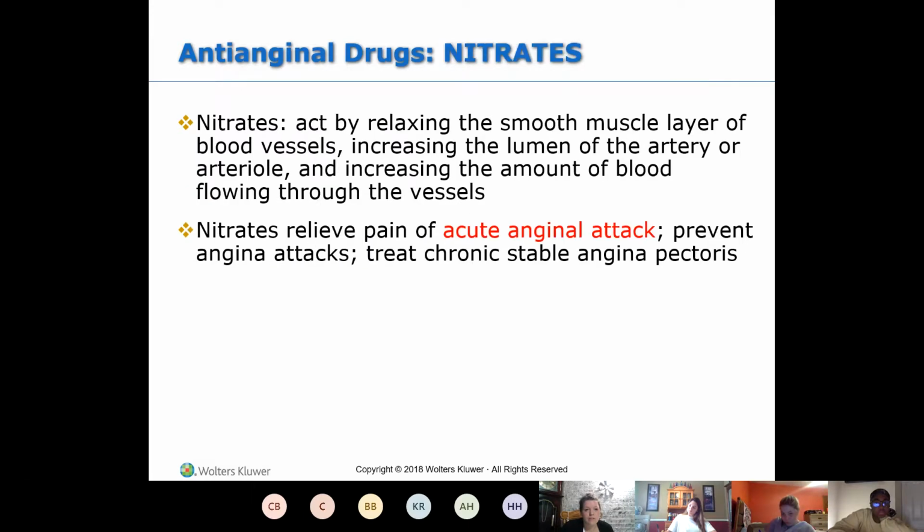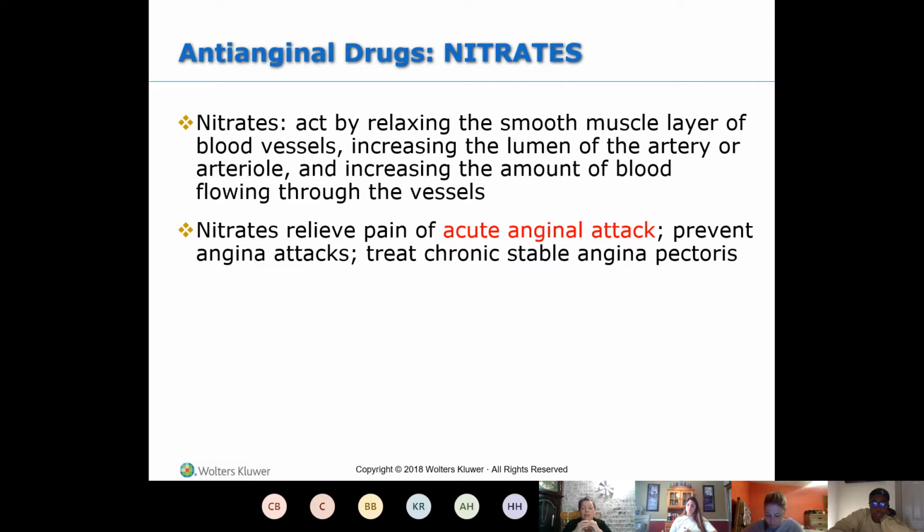All right, so we're talking about nitrates. Nitrates act by relaxing the smooth muscle layer of blood vessels. They increase the size of the lumen, and they increase the amount of blood flowing through those vessels. So just think nitrates, it's getting way bigger. It's dilating that blood vessel, it's relaxing the smooth muscle, and it's dilating that vessel quickly. They relieve pain of acute anginal attacks.